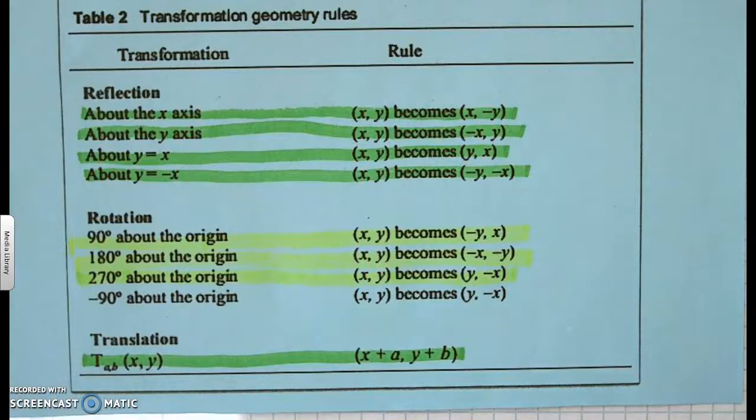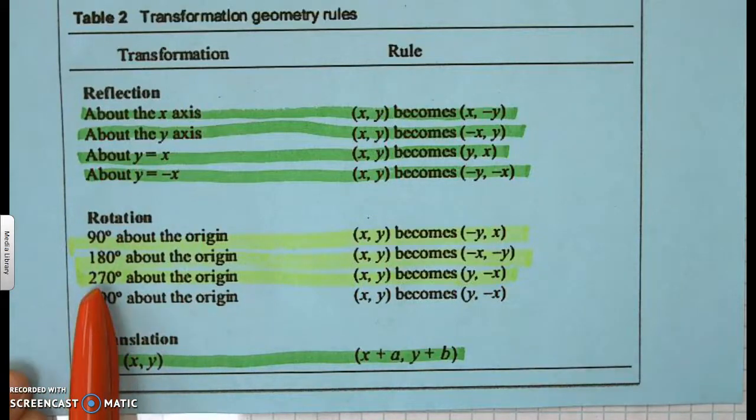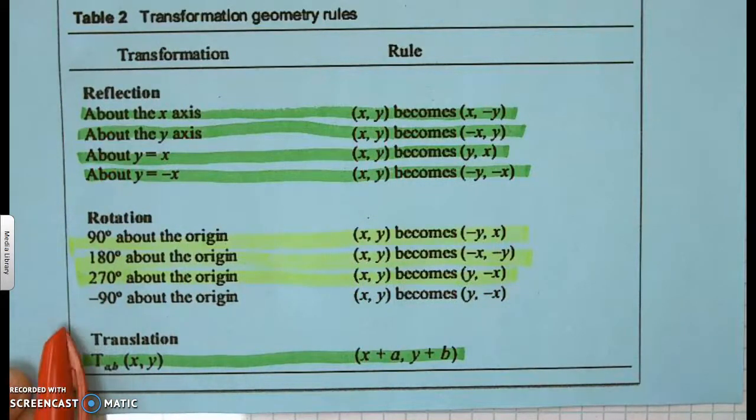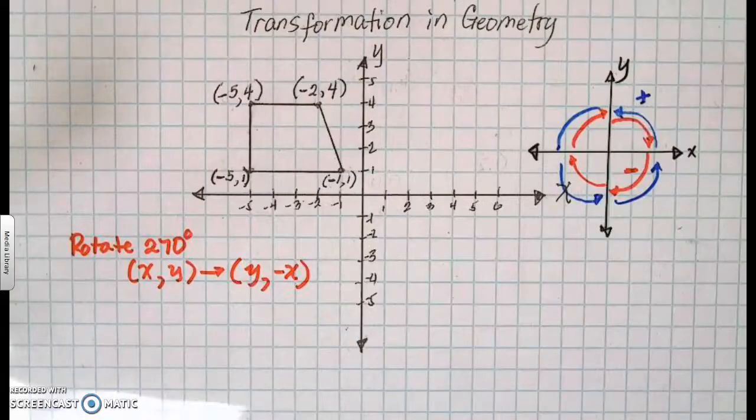For our final rotation, we are going to discuss the 270 degrees rotation about the origin. As you can see, there is one here that says negative 90 degrees about the origin. I am leaving that up to you for your exploration. For right now, I want us to discuss for the final time the 270 degrees rotation about the origin. Okay, with this little demonstration, I am hoping for you to visualize how a 270 degrees rotation works.